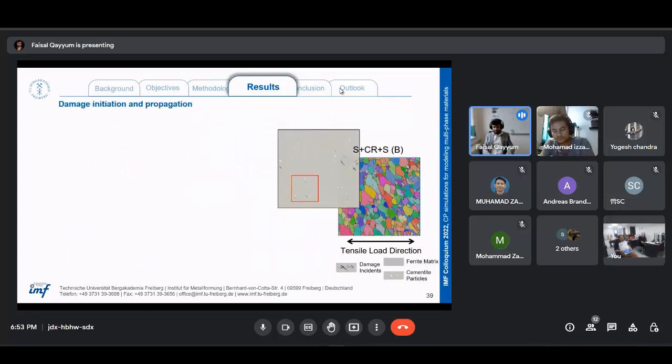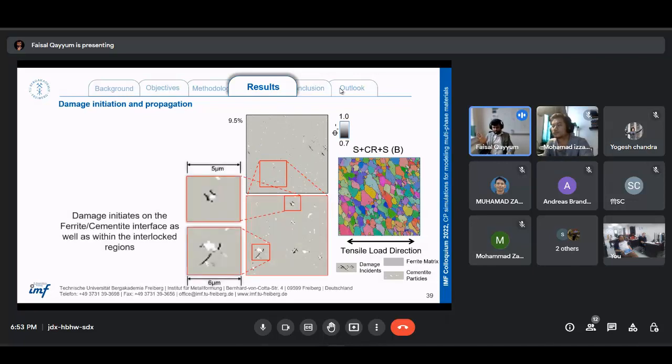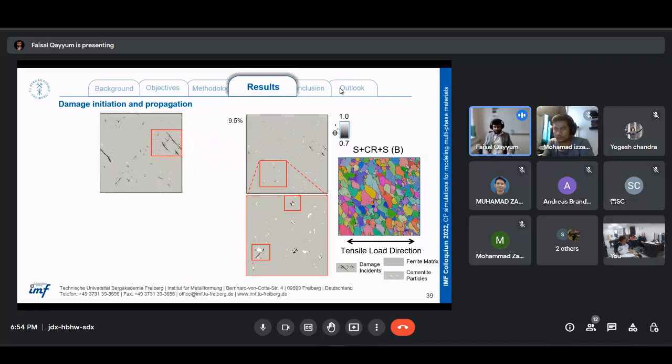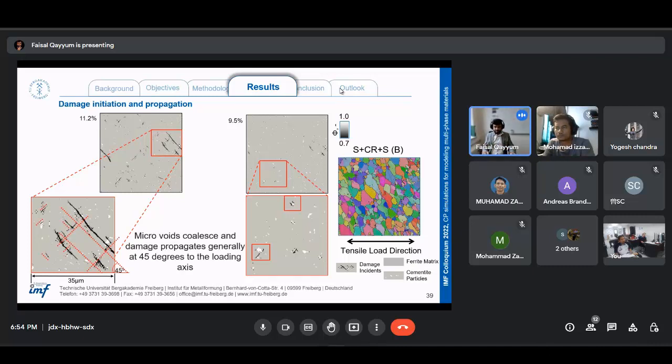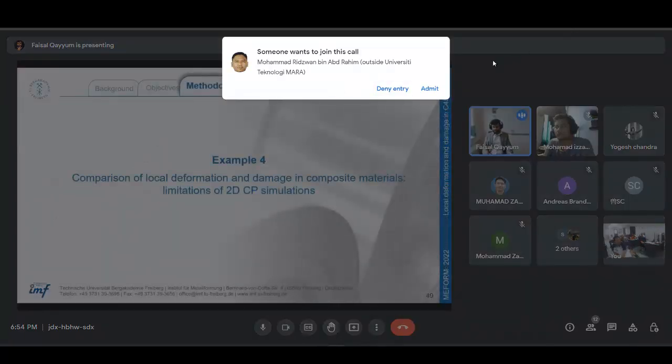When we look at the damage initiation, we see that it starts at around 9.5% of the strain around the cementite particles at their interface, and it continues to grow perpendicular to the grain boundaries. At relatively higher strains, we see that these voids join together and form relatively large micro cracks in the material. They coalesce and damage propagates at 45 degrees to the loading axis. So the damage initiation, coalescence and micro crack propagation match the results quite well with what we observed experimentally.